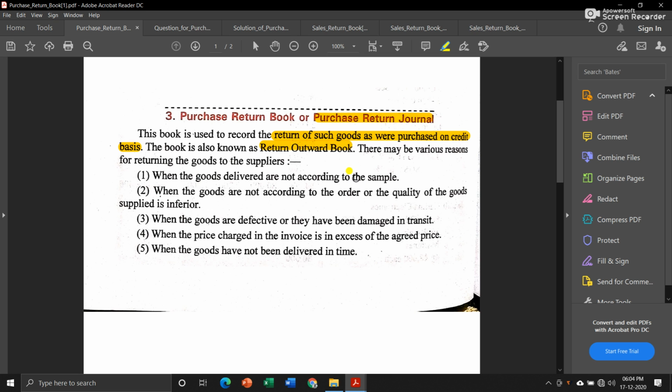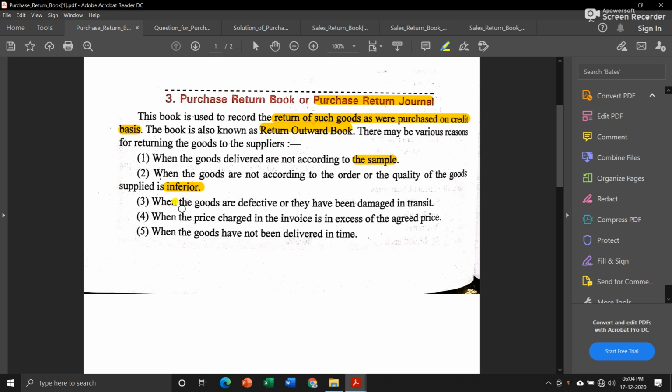Now when the goods that we received are not according to the sample that was shown before, at that time we can return some of the goods that we have purchased. Then when the goods are not according to the order or the quality of the goods supplied is inferior, means when we receive the actual goods, the quality is lower than the quality that we have already seen. Okay, when the goods are defective or have been damaged in transit, means during transportation, if the goods get defective or damaged, then at that time also we can return some of the goods.